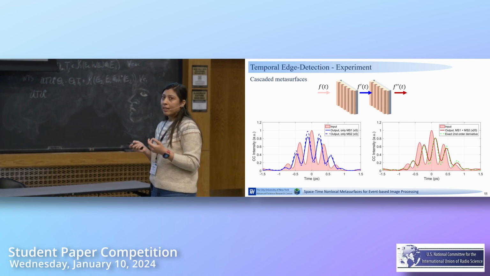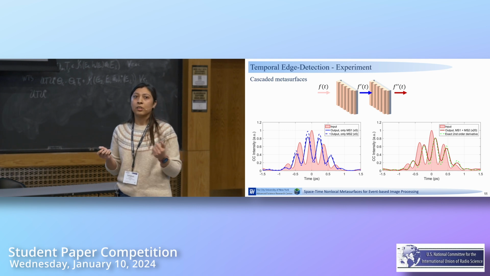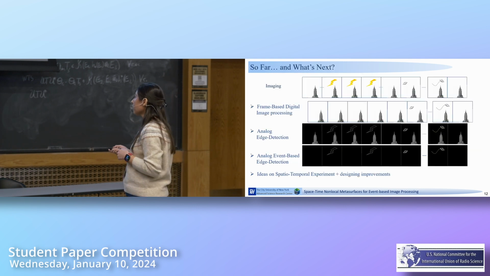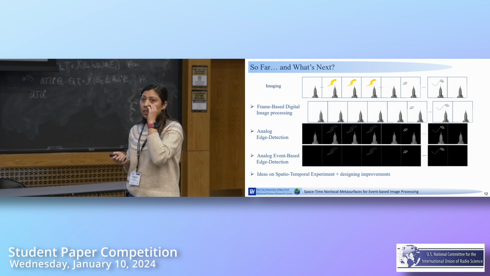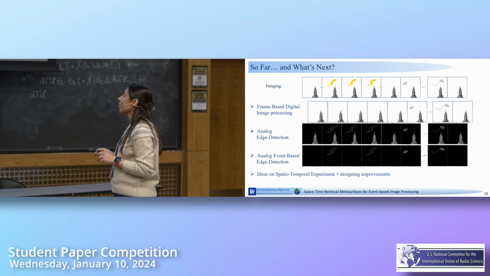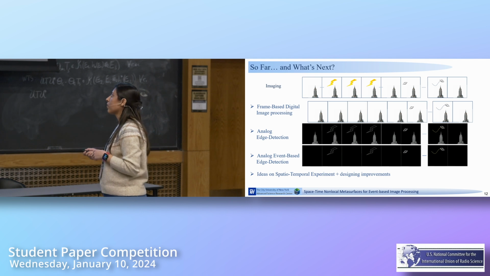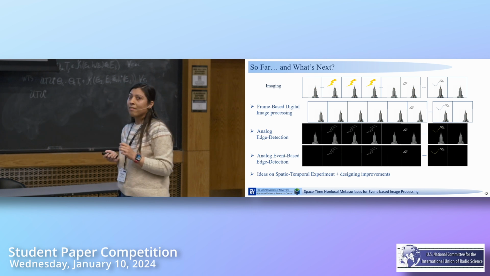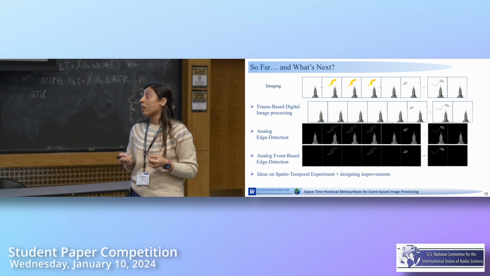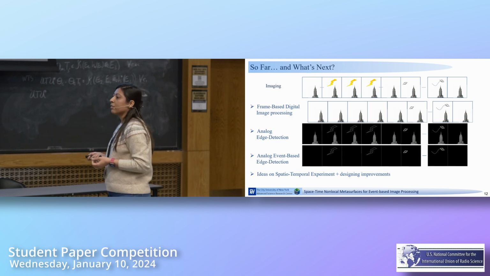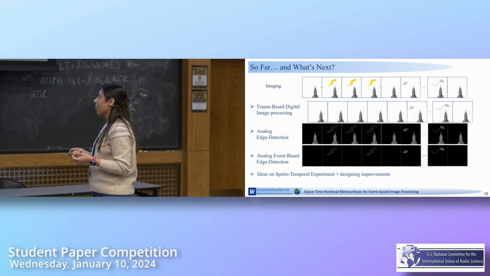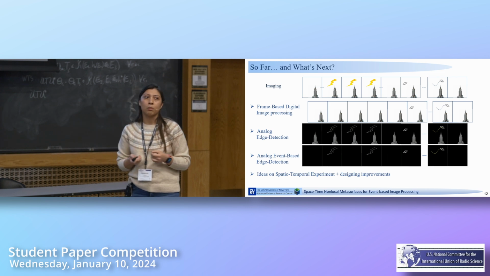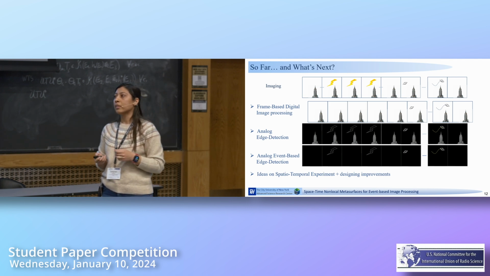And right now we are working on doing the spatio-temporal experiment. So far, from digital frame-based imaging and then analog optical imaging, we are moving to event-based analog optical imaging with metasurfaces, no energy cost, completely passive at the speed of light. And of course, there's a lot more to explore both on the theory side and the experiment side.